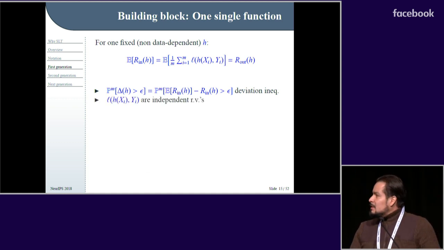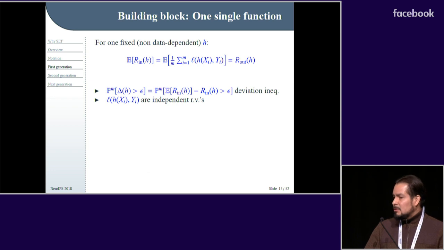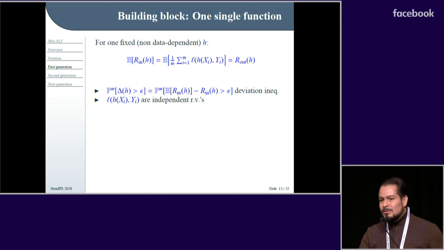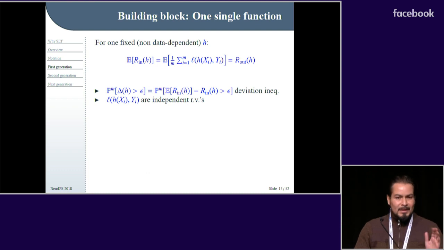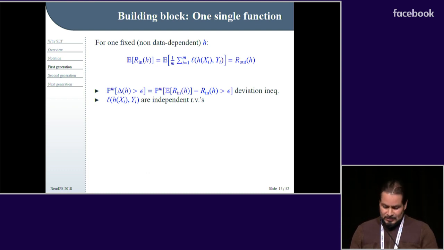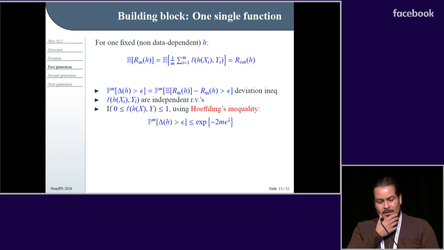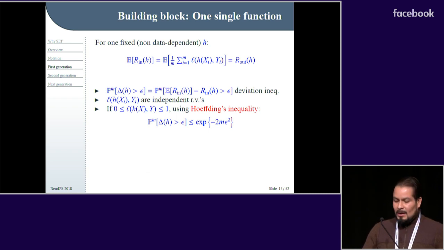Furthermore, the terms in that sum defining the empirical risk are independent random variables. That's because of the IID assumption and because we are looking at one non-data dependent function only. If the function was learned from data, then correlations are introduced and then this reasoning does not work anymore. But we are looking at a non-data dependent function. So if they are also bounded, if we assume that those functions are bounded, then we can use what's known as Hoeffding's inequality to bound the probability of having a large gap.